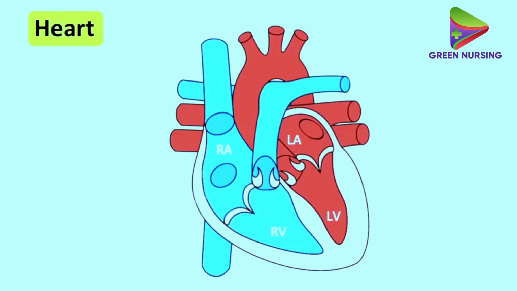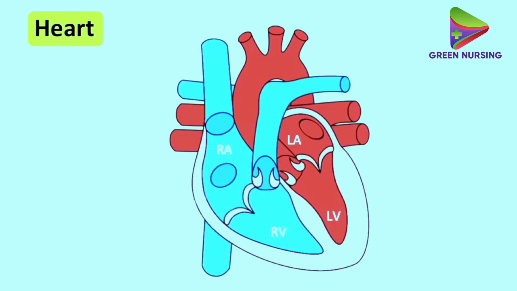Diastole is when the heart relaxes and fills with blood. Both the right and left atrium fill with blood. Systole is when the heart contracts and pumps blood. Both the right and left ventricles pump blood into the arteries. This process then repeats.